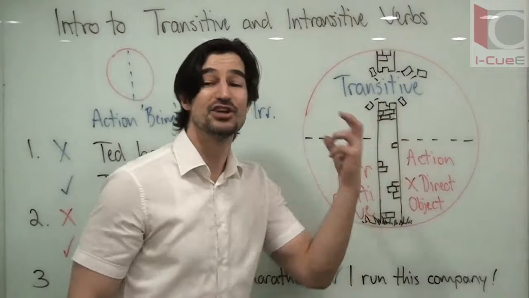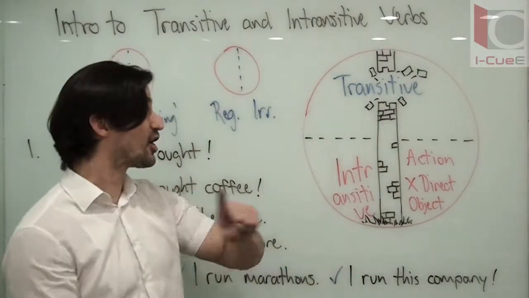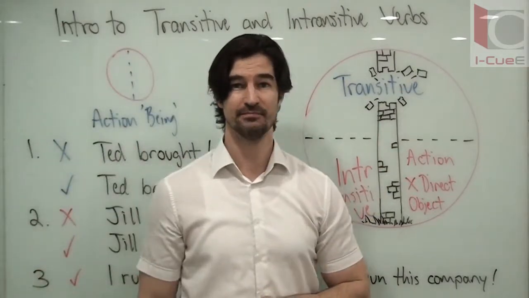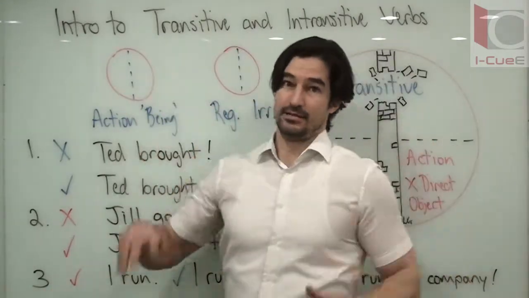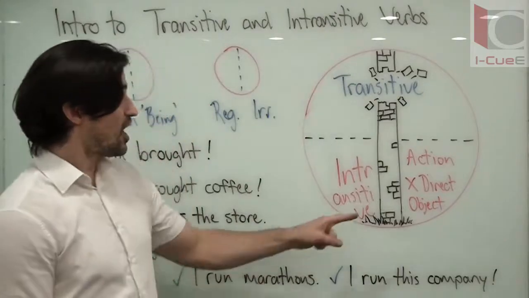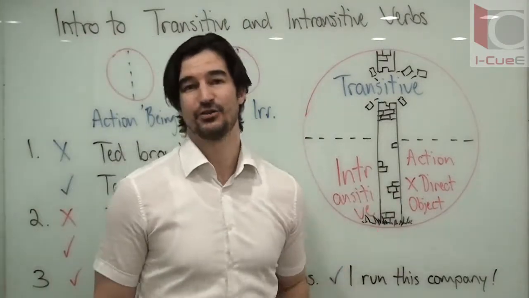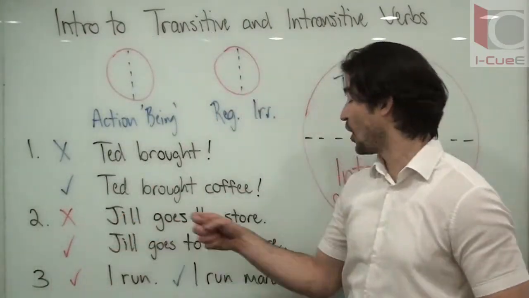The other thing you need to know about intransitive verbs is that they are always action verbs. Always. So if you remember this, that makes your life a whole lot easier. And also, as I said, they can't take a direct object. Let's look at the example. Jill goes to the store.